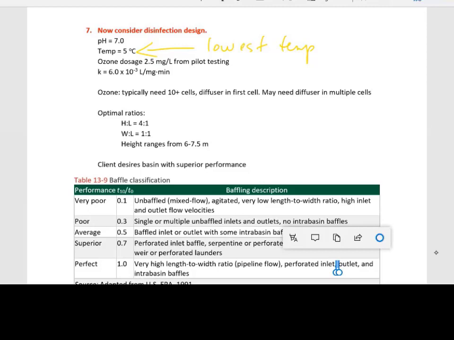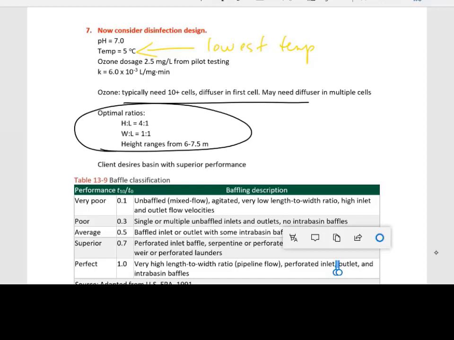We have a rate constant. Typically with ozone, you're going to need more than 10 cells. And the diffuser is in the first cell, so that's where you're adding your ozone. And according to the textbook, we have some optimal ratios for height to length and width to length.